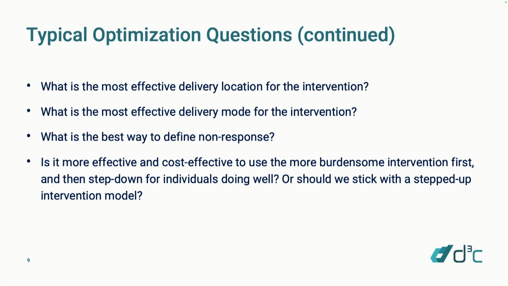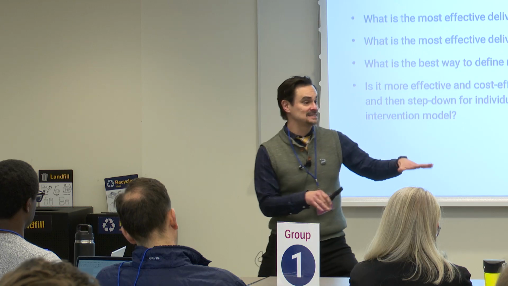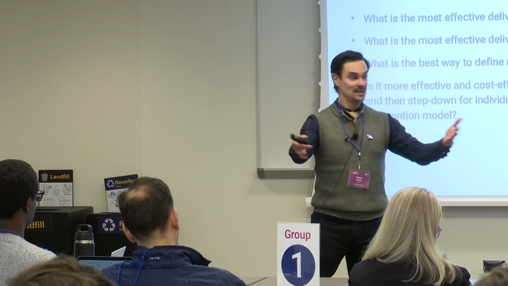Is it more effective and cost-effective to use the more burdensome intervention? Oh, get ready for this. This is beautiful. Ready? Is it more effective and cost-effective to use the more burdensome intervention first and then step down for individuals doing well versus should we stick with a stepped-up intervention model? Now, there's a lot going on there, but it's purposefully rich. This is an optimization question. It's essentially saying, should I start with low-intensity things first and then ramp up when I discover kids are not responding? All of you know about this, right?